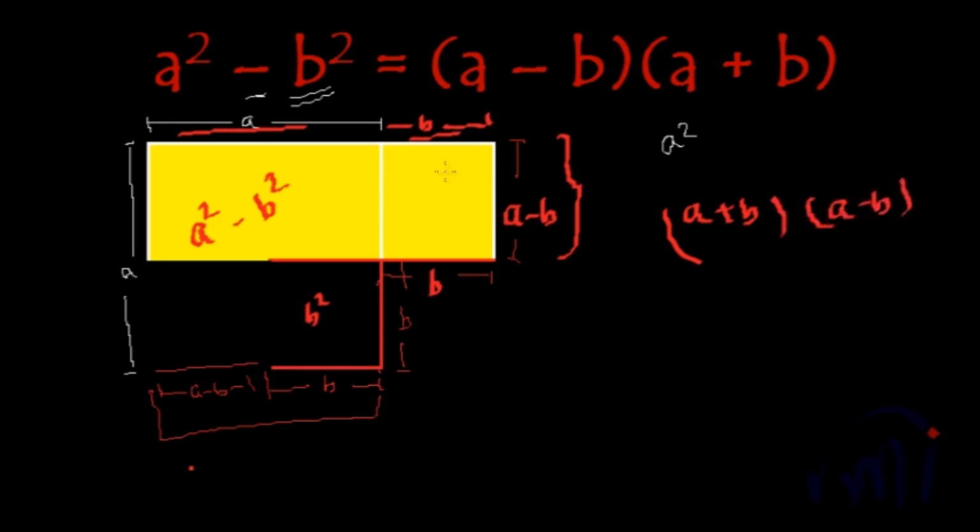And this rectangle is actually formed from a square minus b square, right? So from here we get a square minus b square is equal to a plus b multiplied by a minus b, right?